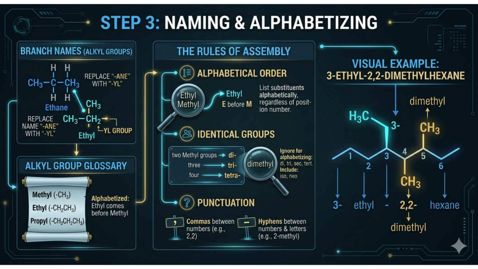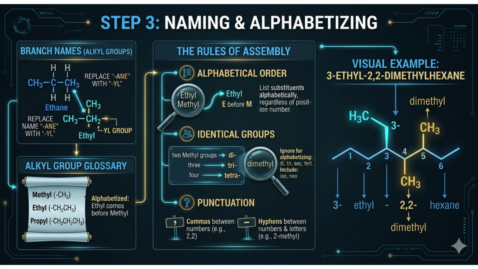Here's a pro tip. When you're alphabetizing, ignore prefixes like di or tri. You only care about the name of the group itself. However, you do include prefixes like iso or neo in your alphabetical count. Don't forget the punctuation. It's the grammar of chemistry. Use commas to separate numbers from other numbers, like 2,2, and use hyphens to separate numbers from letters, like 2-methyl.